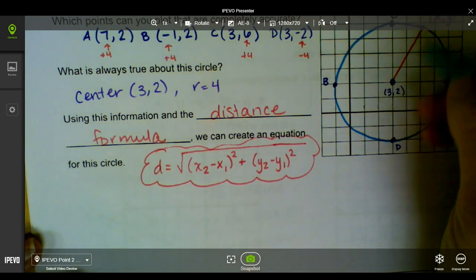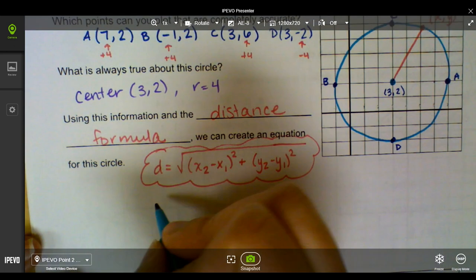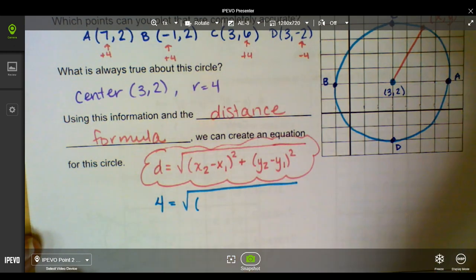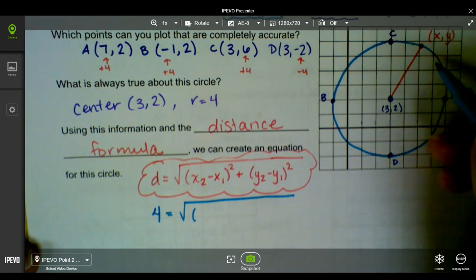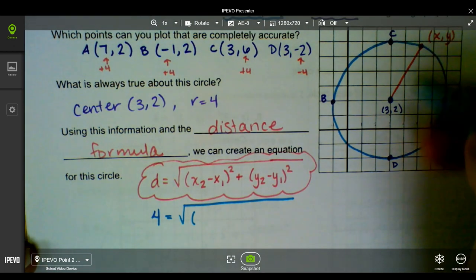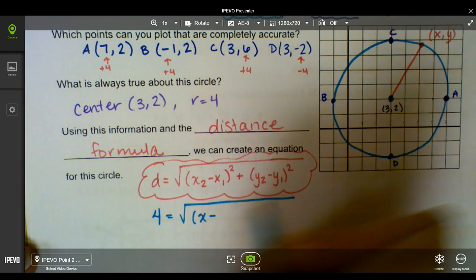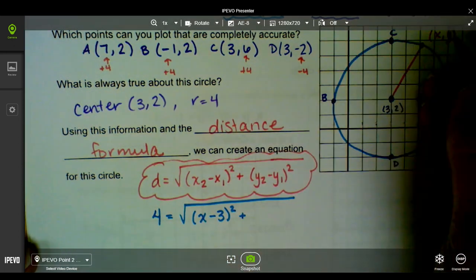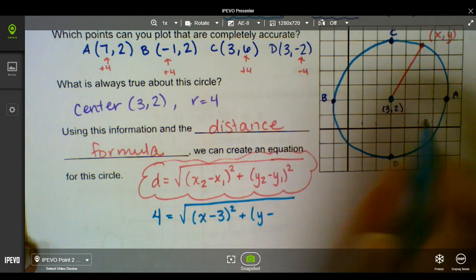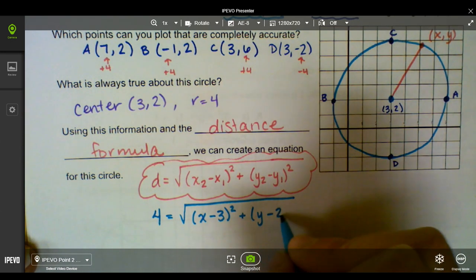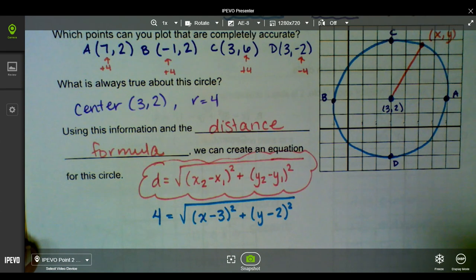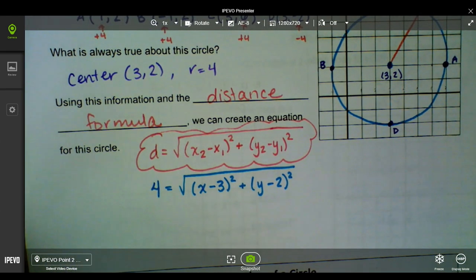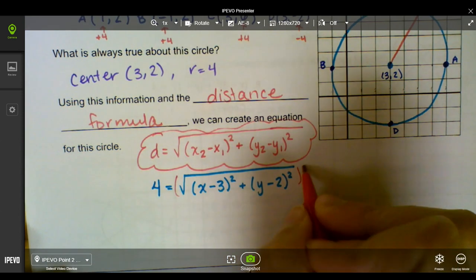So the radius we know is going to be 4. So the distance is 4. We still have the square root. We're going to start with this x just because that's how the formula goes. So we have x minus this x, which is 3, squared, plus y minus the y of our center, squared. Okay, but now formulas usually don't have square roots in them, so we are going to square both sides.